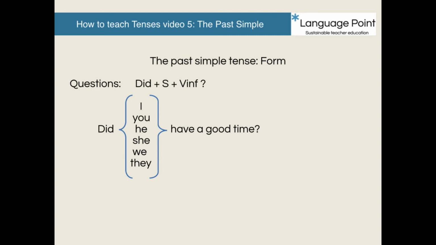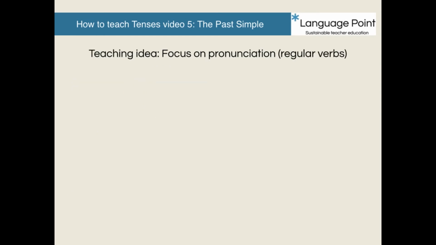So again, the answer to this type of question is yes or no. Otherwise, we're asking about the subject. So again, we use a WH word just as with the present simple, and then we use a past simple verb. So we have a question word like who, what, why, and then an ed form of the verb.